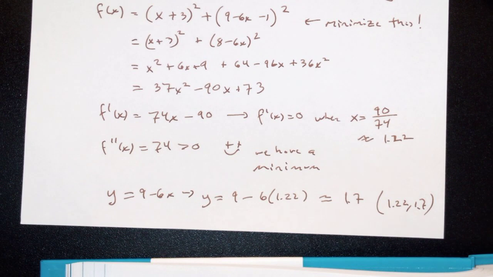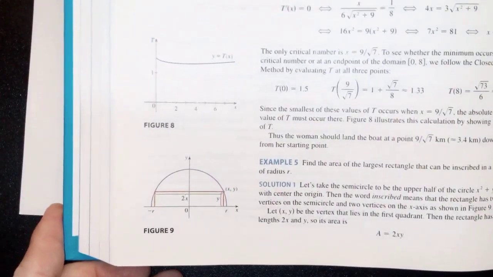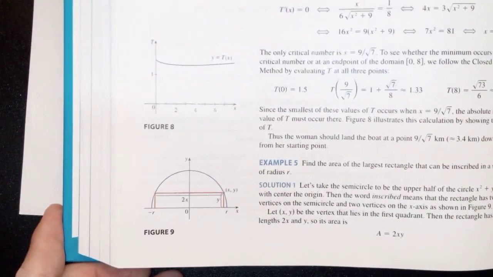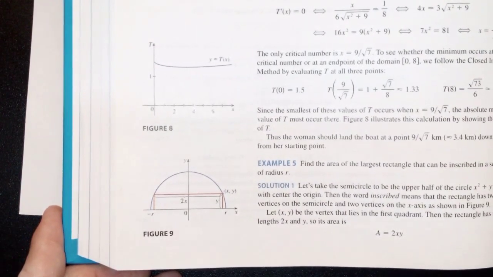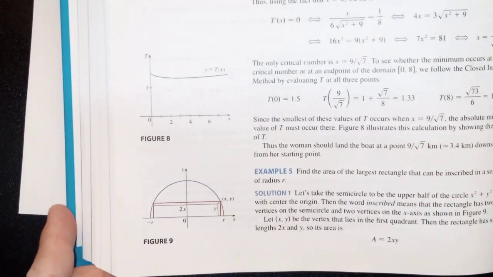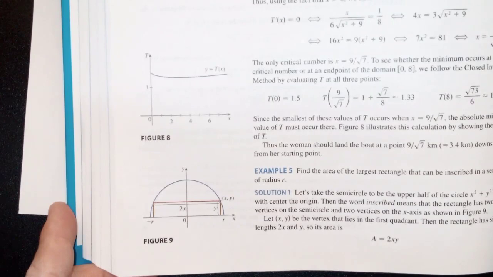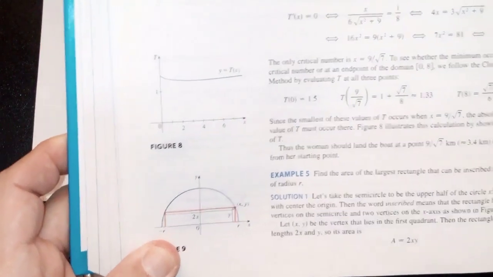Example 5 asks me to inscribe a rectangle inside a semicircle. That seems really weird. I've got half a circle, and I want you to put the biggest possible rectangle in it you can. Huh? Well, there are two different ways to do this problem.